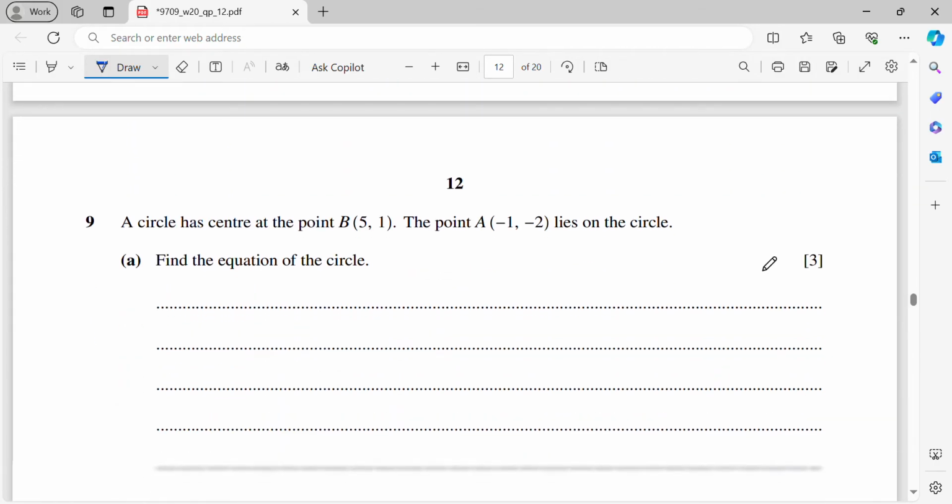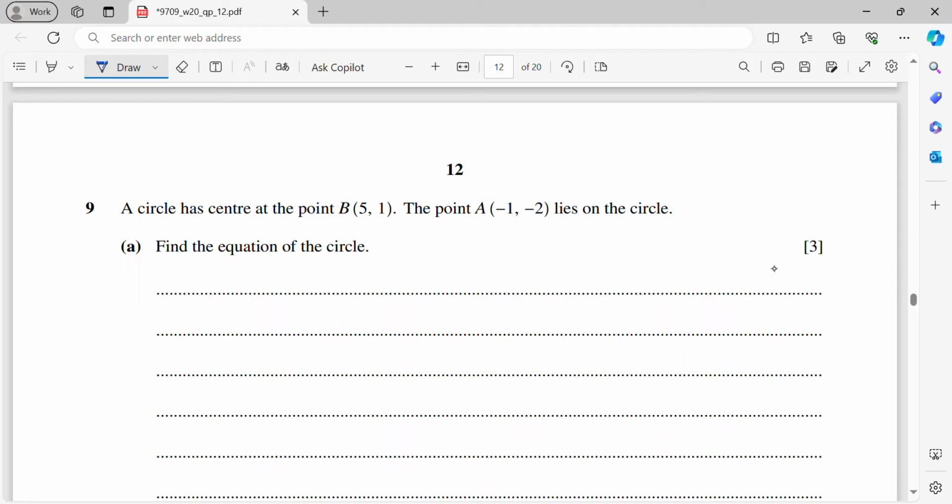Let's move on to question number 9. A circle has center at point B, (5, 1), and the point A with coordinates (-1, -2) lies on the circle. Find the equation of the circle. Okay, so from here, let's draw the circle and see the whole picture.